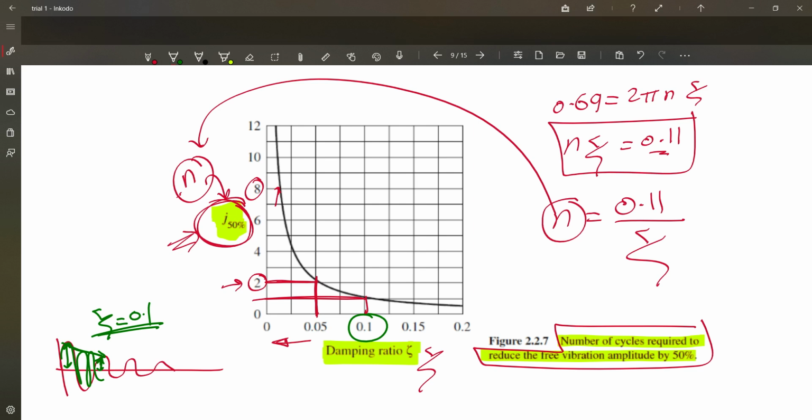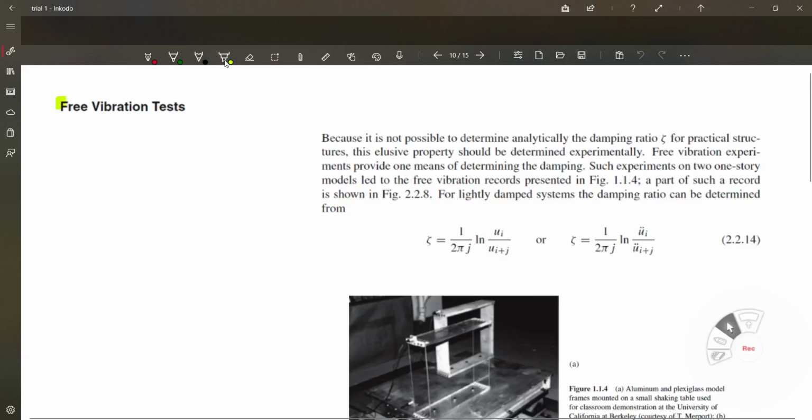Okay, so this is the end of this part, which is related to the decay of motion. Let's go to the next part, which is related to the free vibration test. So we're going to talk about the free vibration tests.